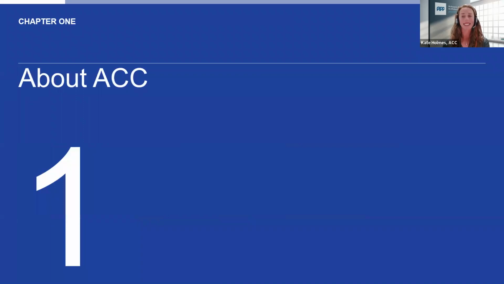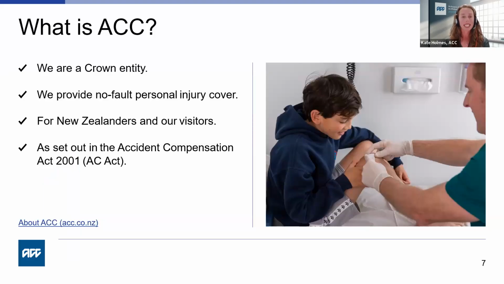About ACC. So what is ACC? As you'll be aware, healthcare does look different in New Zealand compared with other countries. When someone gets injured as a result of an accident, they come to ACC for support. It is important to note that it is no fault cover, and ACC provides the same access to treatment for all New Zealanders and our visitors.